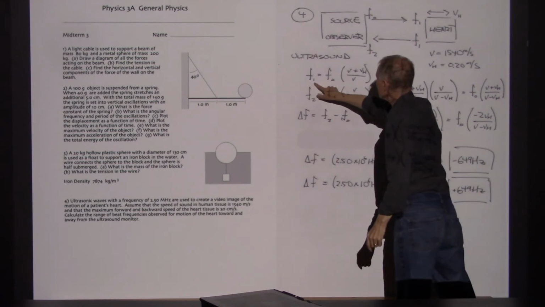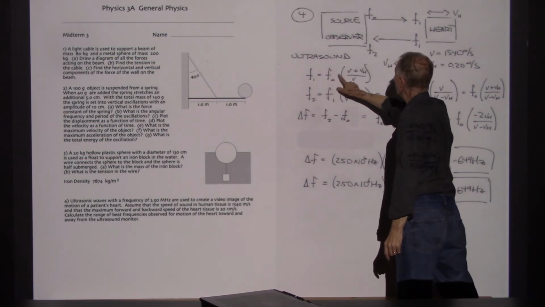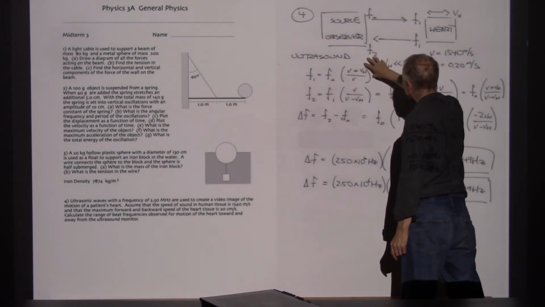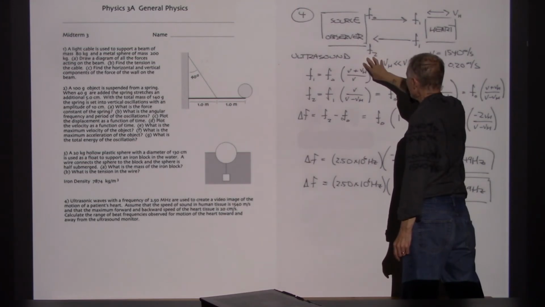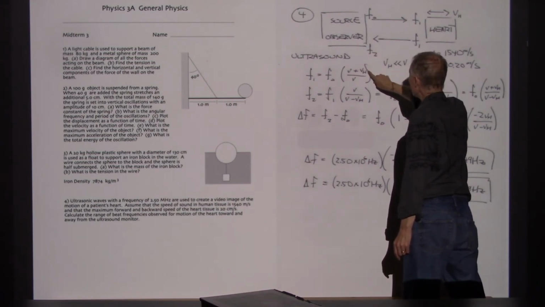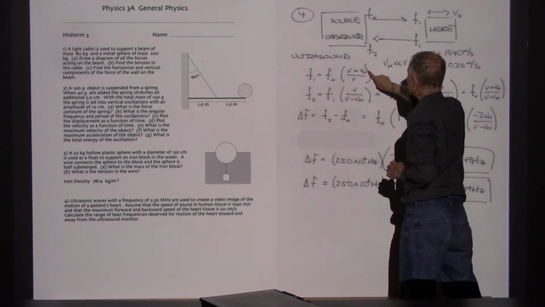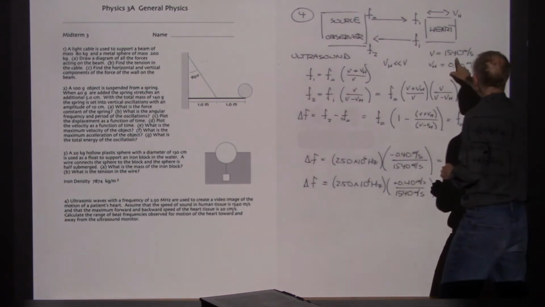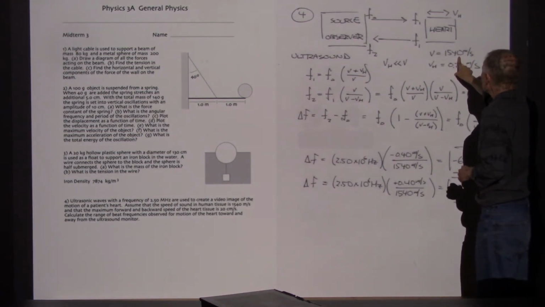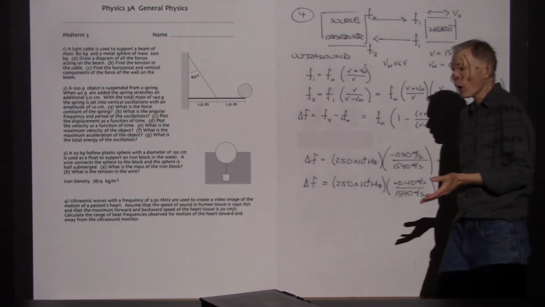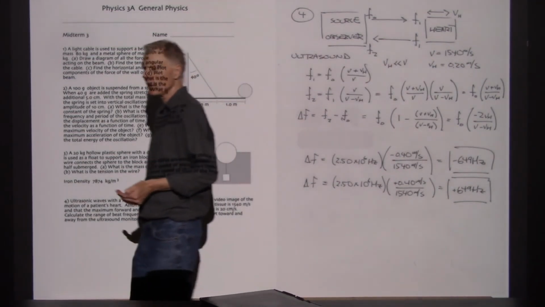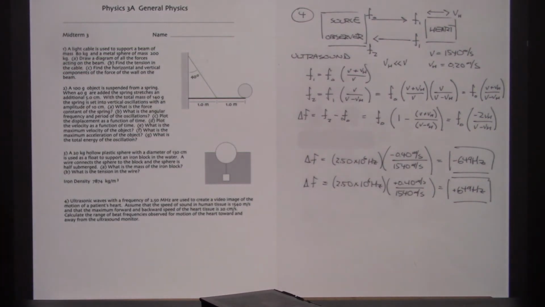So on the way out, F1 is equal to F0 times (V plus v_heart) over V. Now here, the heart is the observer, so I'm putting the speed of the heart surface in the numerator. V is the speed of sound. This is inside human tissue, which is kind of like water. We're going to say the speed of sound is 1540 meters per second.